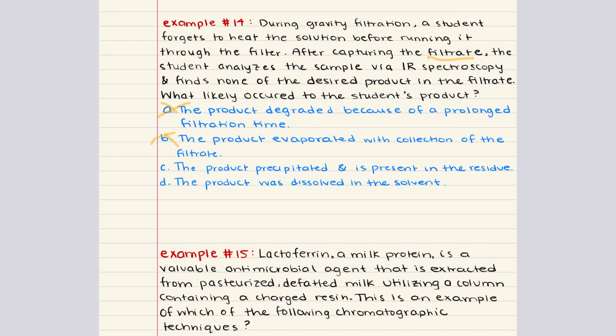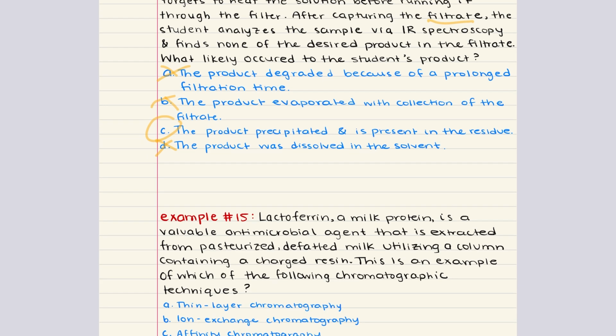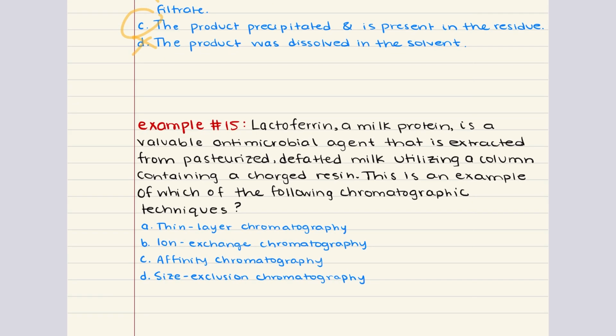C says the product precipitated and is present in the residue. That fits perfectly. The lack of heat allowed the product to fall out of solution and get stuck in the solid residue. C is the correct answer, but we'll still work through D. D says the product was dissolved in the solvent. If that were the case, it would have been found in the filtrate, so D is also incorrect. The best explanation is C. With that, we can move into our last and final problem.